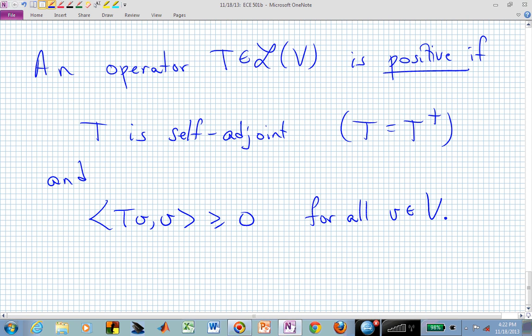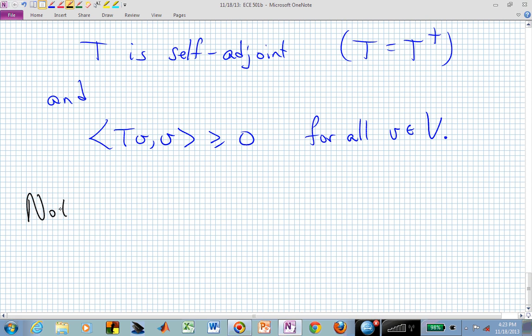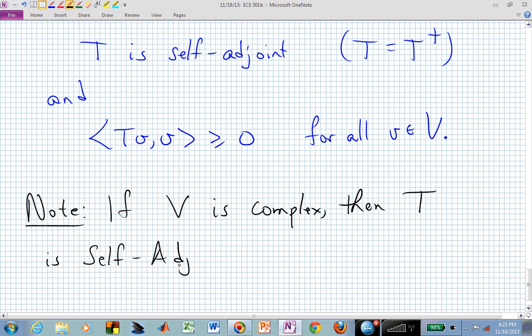If we're on a complex vector space, really all we have to have is this second piece, because it's guaranteed that it's self-adjoint. Let me just write that as a note, or try to collapse that down. Note, if V is complex, then T is self-adjoint when <Tv, v> gives you a real number.